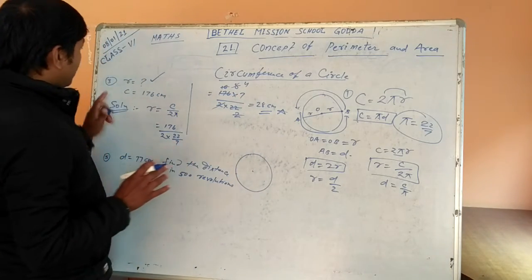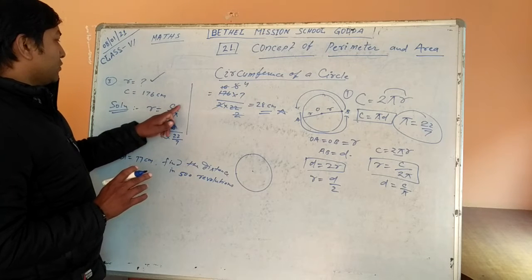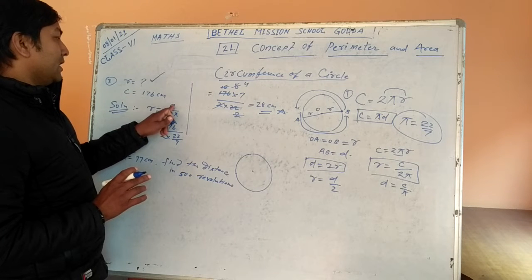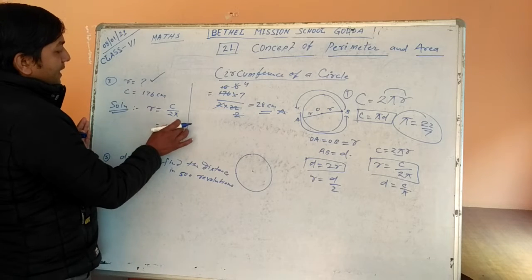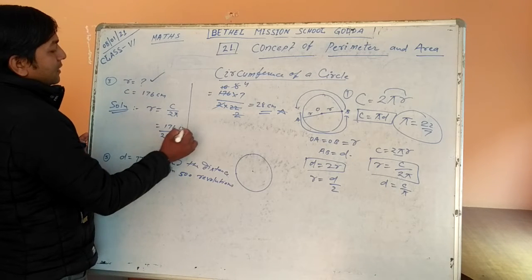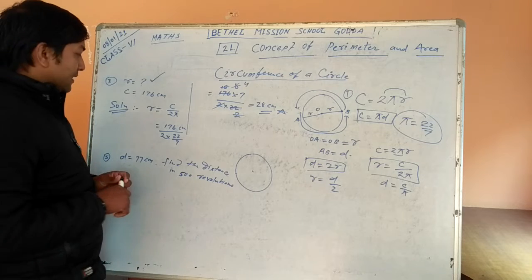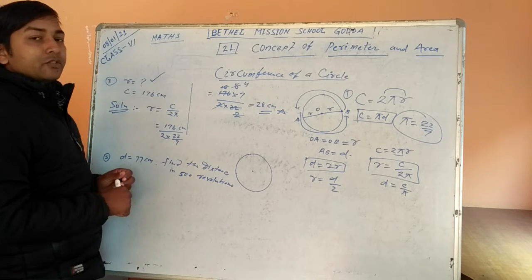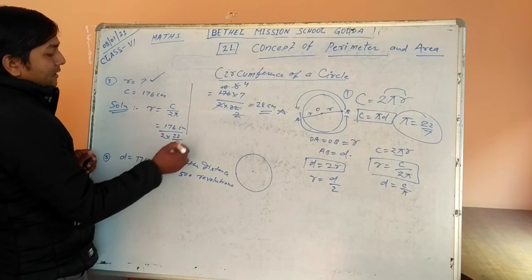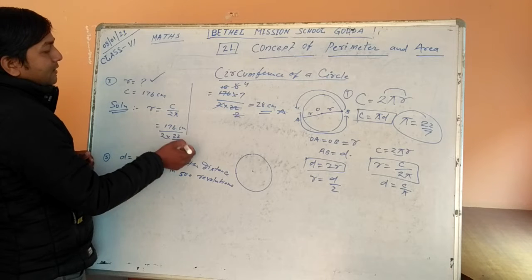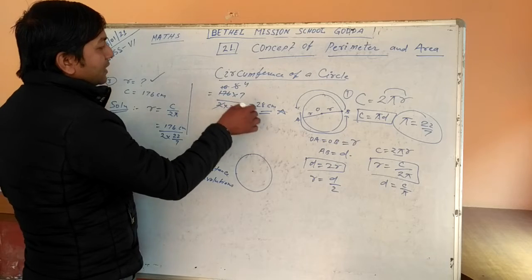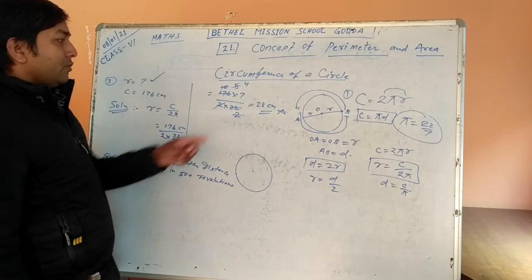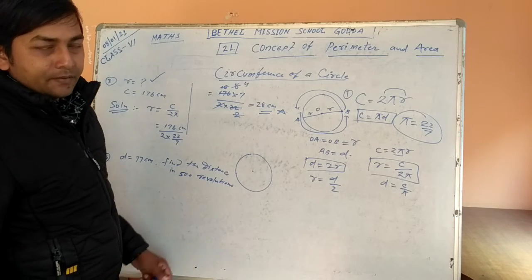Okay, how did we do? Since radius equal to c by 2 pi, c stands for circumference, circumference by 2 pi, circumference value is given, 176 centimeter by 2 into pi is 22 by 7. This 7 I have taken up. Okay, and when we cut, we got 28 centimeter.